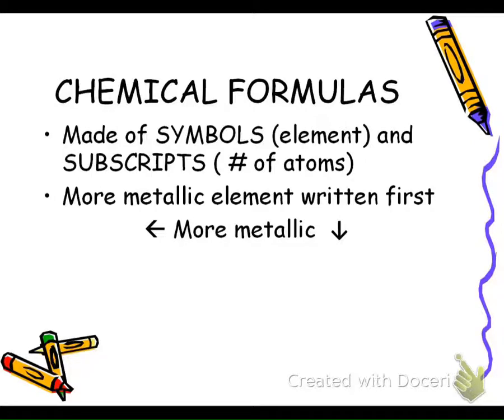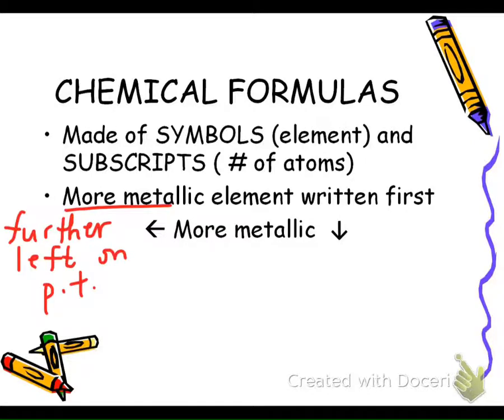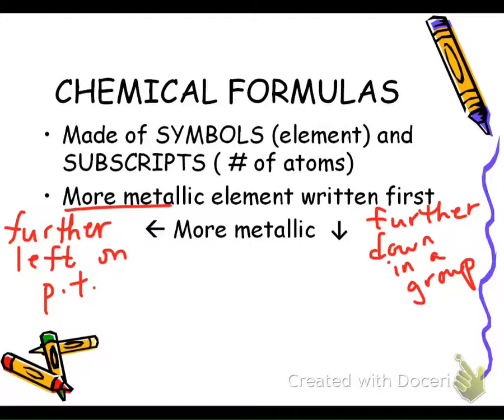So if an element on the periodic table is further left, it would be considered more metallic, or if it's in the same group, if it's further down, it would be more metallic. That's because the further down it is, the further its valence electrons are from the nucleus, and thus they would be easier to be lost. And a reminder, a metal wants to lose electrons.